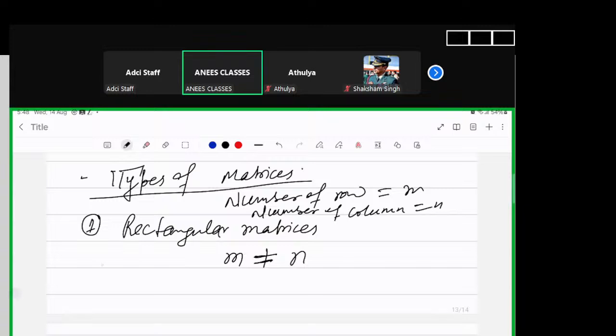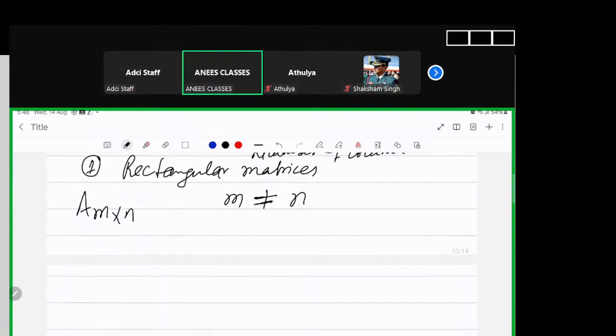Suppose that I have a matrix A with m cross n and m not equal to n. Number 2, after rectangular, horizontal matrices.